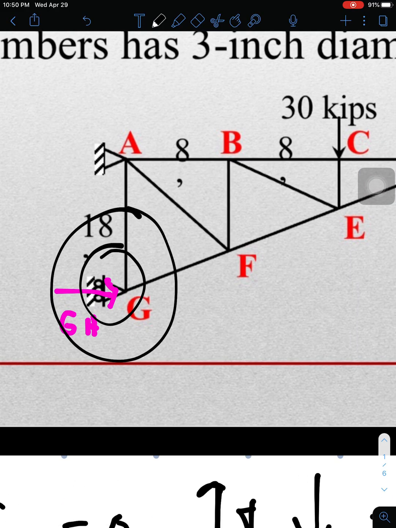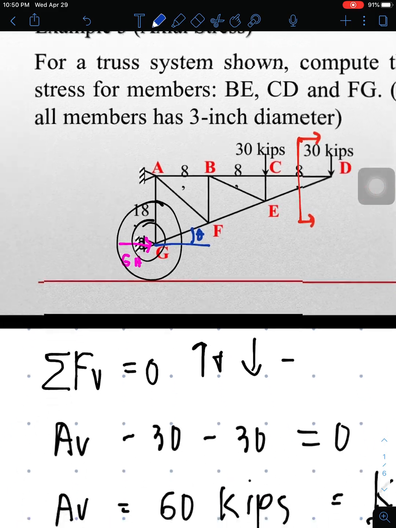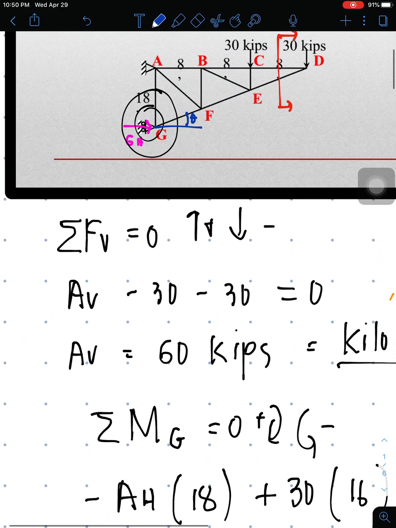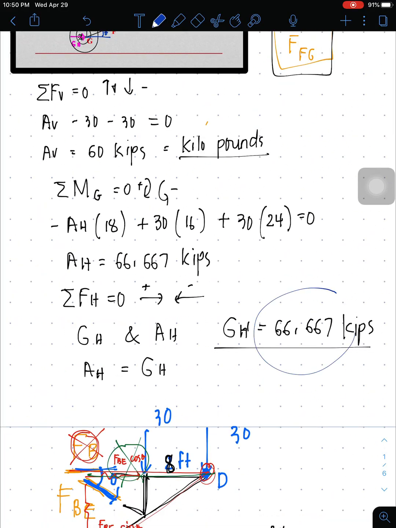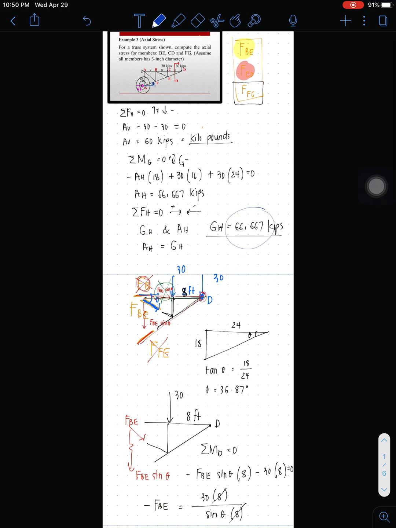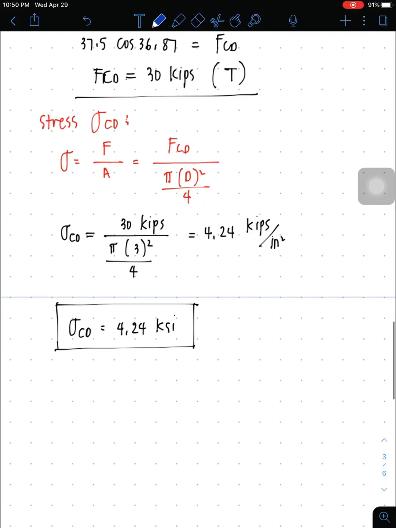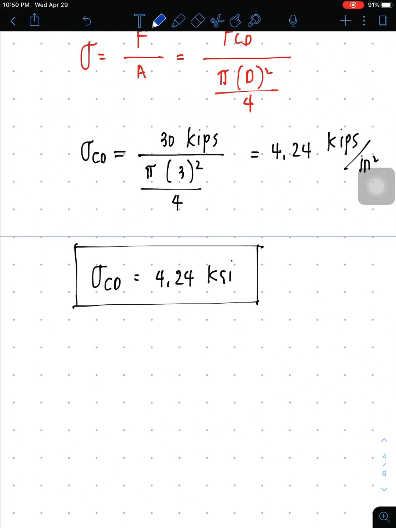And don't forget, this is inclined at a certain angle nga theta gihapon. So what is the value of our GH? GH is 66.667. So let's solve. Solving for FFG.